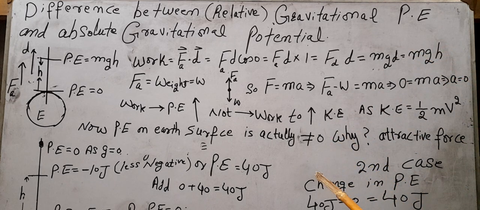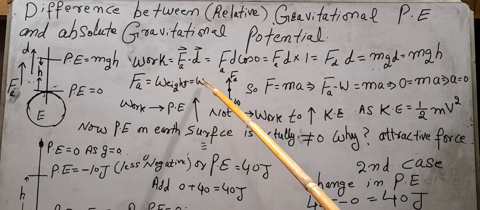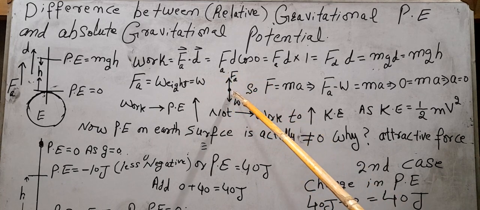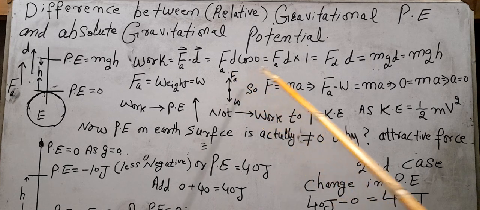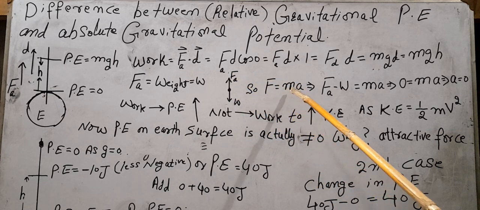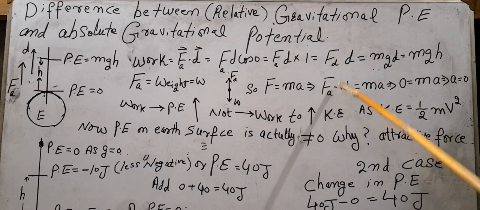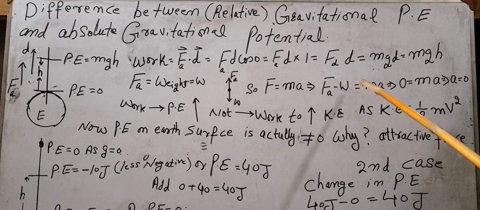But we must know that our applied force must be equal to the weight of the body, not less, not greater. In this case, we can see that our applied force is upward and the weight is acting downward. So the resultant force on the body becomes zero. If we apply Newton's second law of motion, F is equal to ma, where F is the resultant force. Our resultant force becomes Fa minus W, where W is the weight. Now the net force on the body is zero.